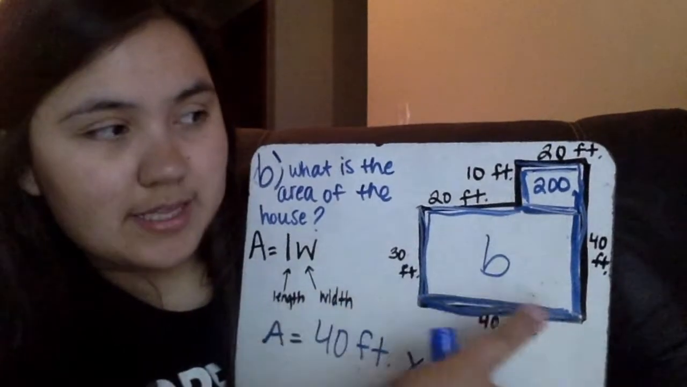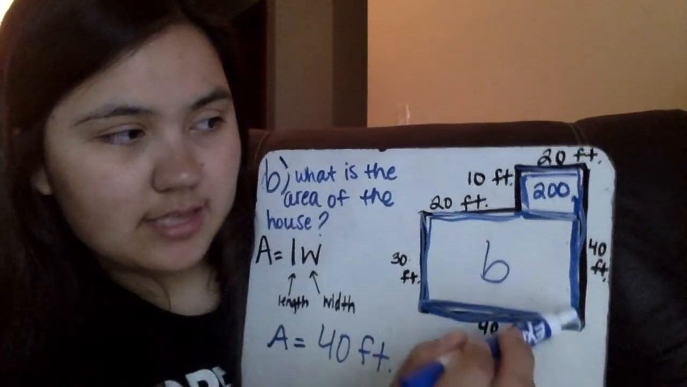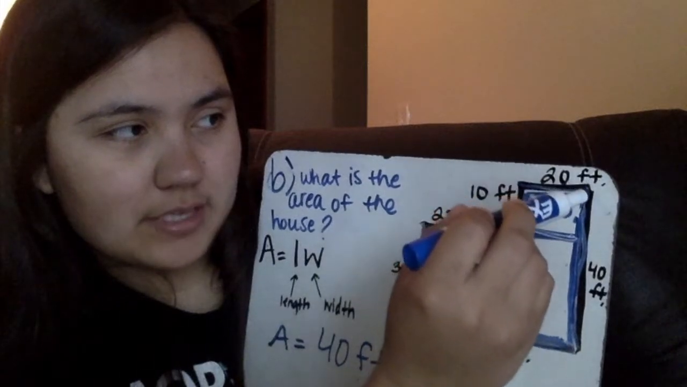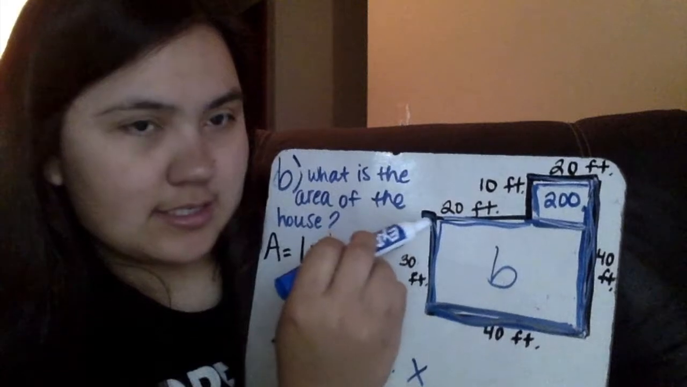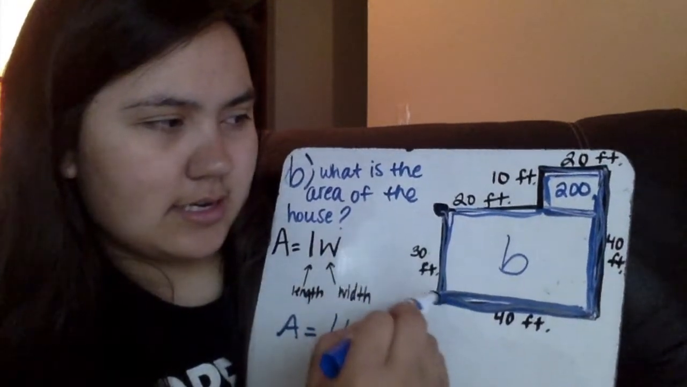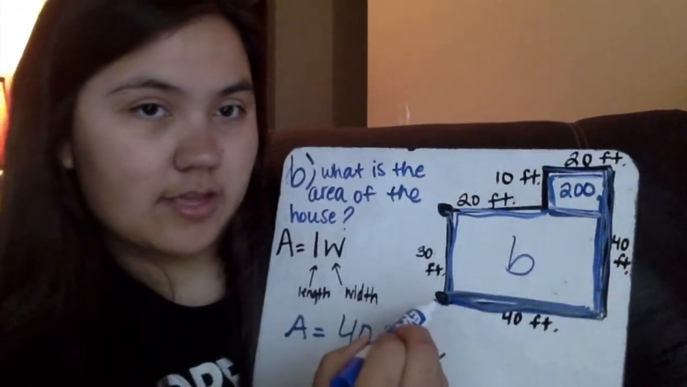Don't be confused by this one. This length of 40 is all the way from the top to the bottom of this shape. We need to use this one because it starts here and ends here, and that's what our width is for this shape.